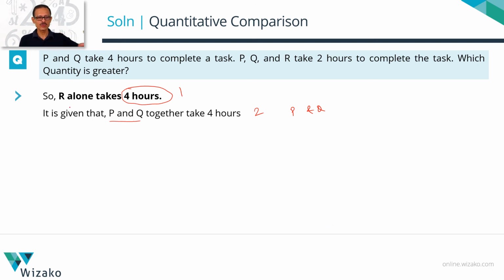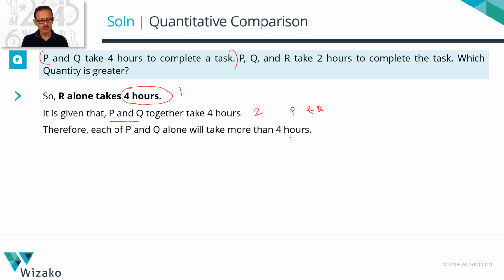R alone takes 4 hours. Let's leave this information aside for a moment. The equation from statement 1 essentially translated to P and Q working together finish the task in 4 hours. So each of P and Q should have taken more than 4 hours to complete the task. Let's say P took 6 hours, Q took 8 hours, some number. When they work together, because both of them are going to contribute to it, it will take lesser time than what each one would have individually taken. And that's why it ended up being 4 hours.